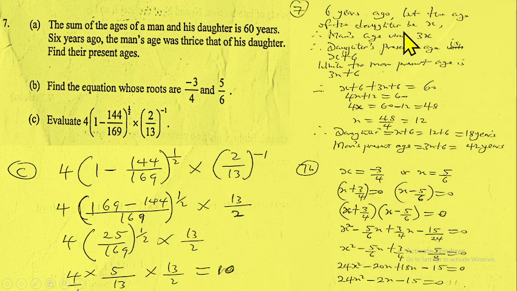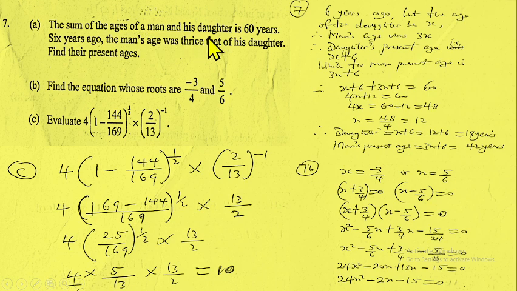If this were their ages 6 years ago, then we can know their present ages as well. So the daughter's present age will be what? x plus 6. If you want to know the present age, you add 6 to the age 6 years ago. So we have x plus 6 to be the daughter's age. Likewise, the man's present age will be 3x plus 6.